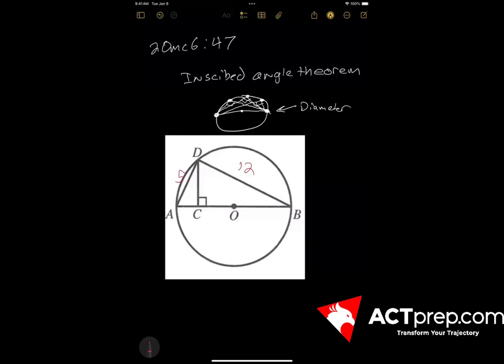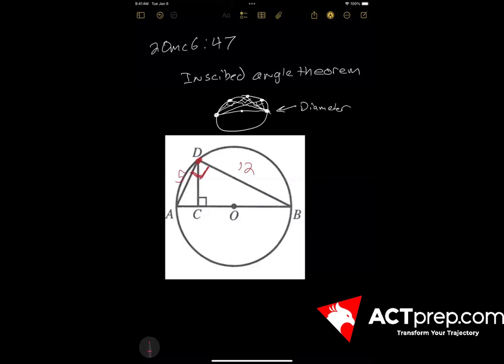theorem, which just states that from any 2 points on the end of a diagonal of a circle, any other point that you connect those 2 points to on the circle is going to have a 90-degree angle. And so that's what we have here with angle D. It is coming from 2 endpoints of a diagonal of the circle. So we know that it is a 90-degree angle.